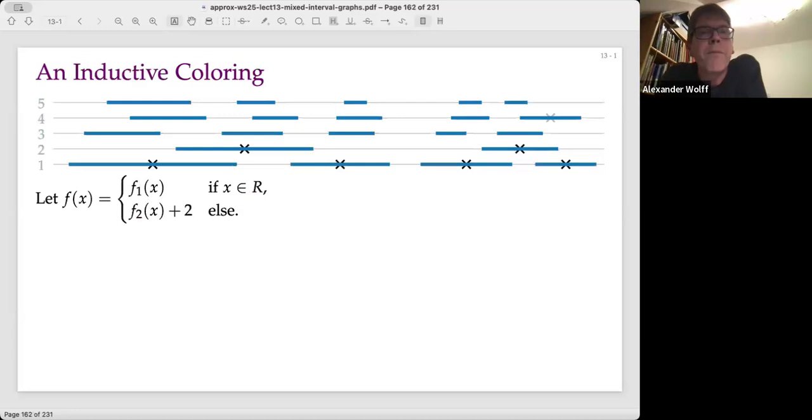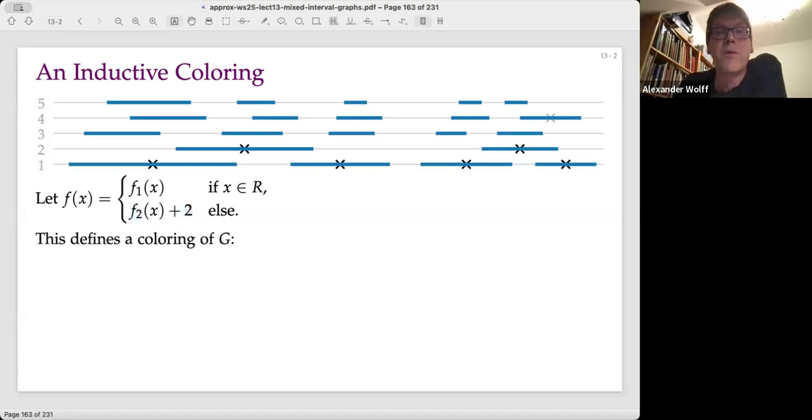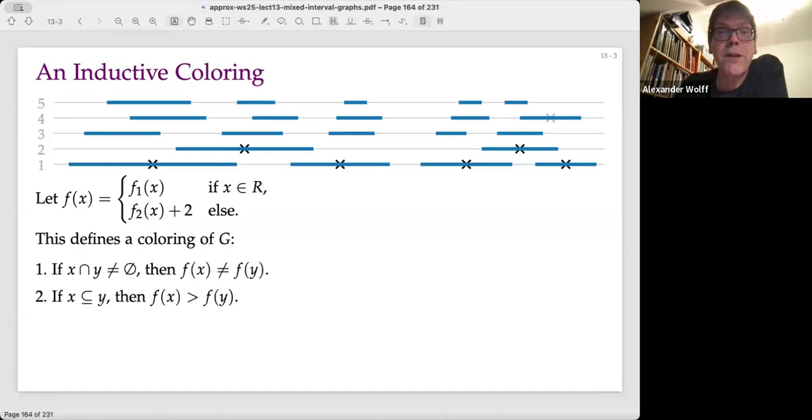And the idea is very simple. Our final coloring function f uses f1 if an interval is in R, so it will be 1 or 2. And it uses the coloring function f2 that we get inductively, and we simply add 2 to this. So the numbers here start with 3 up to whatever was the upper bound. And why does this work? Why does it define a coloring? We just have to look at 2 cases.